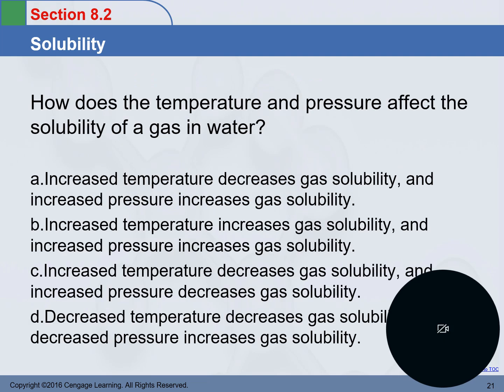Here's a multiple choice style question dealing with solubility. As always, please pause the video, read the question, and see if you can figure it out. The question asks how the pressure and temperature affect the solubility of a gas in water. And hopefully your answer was A. There it is.